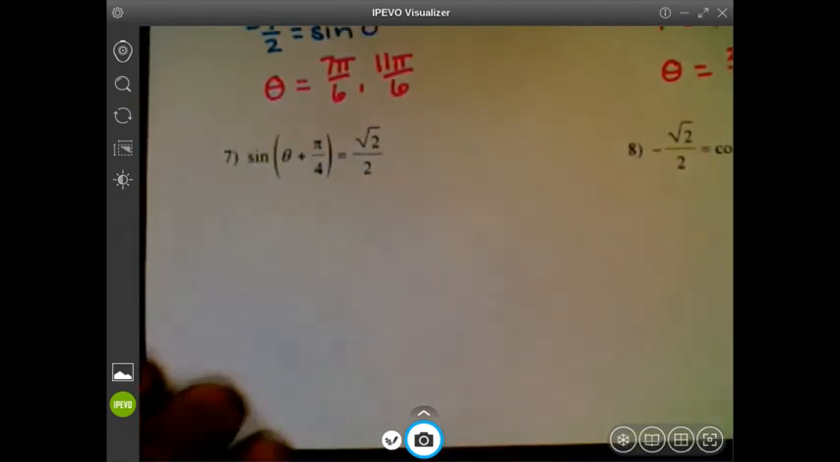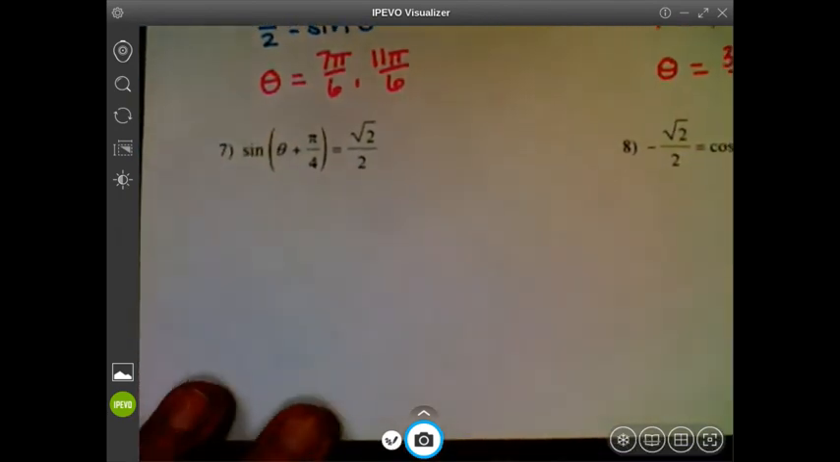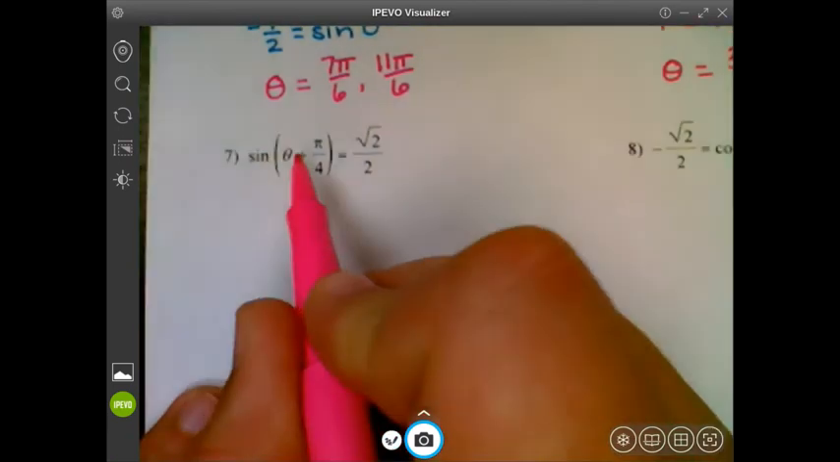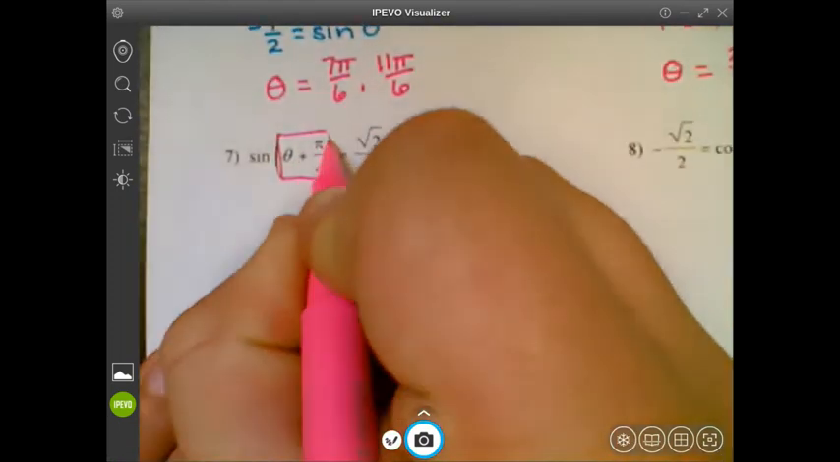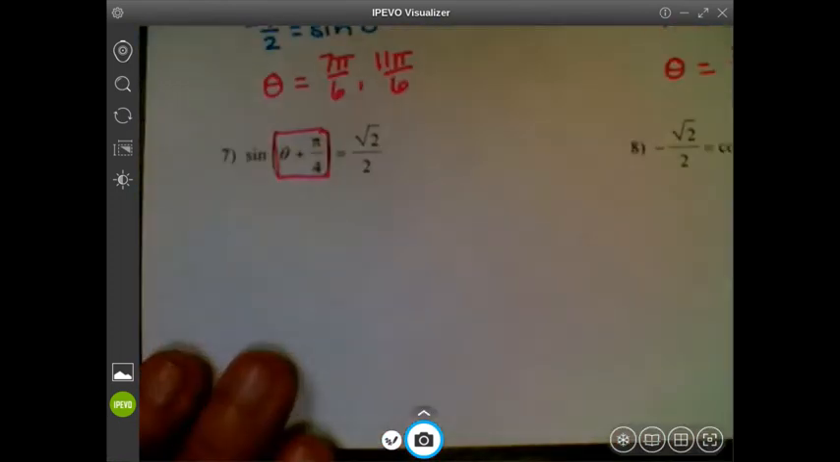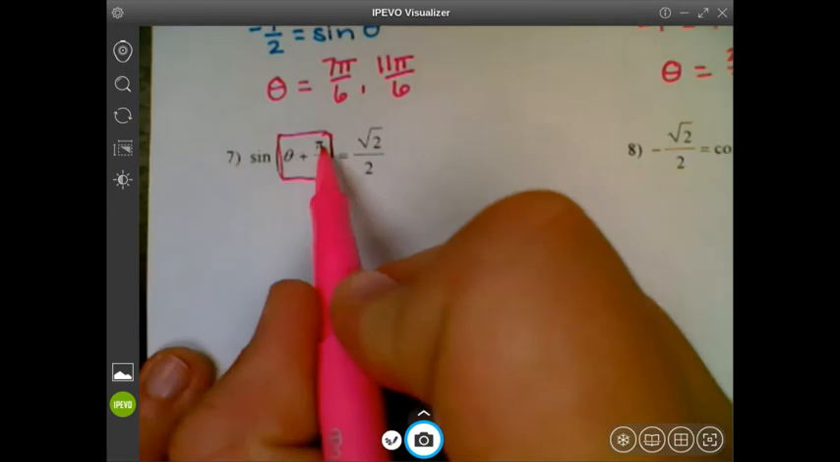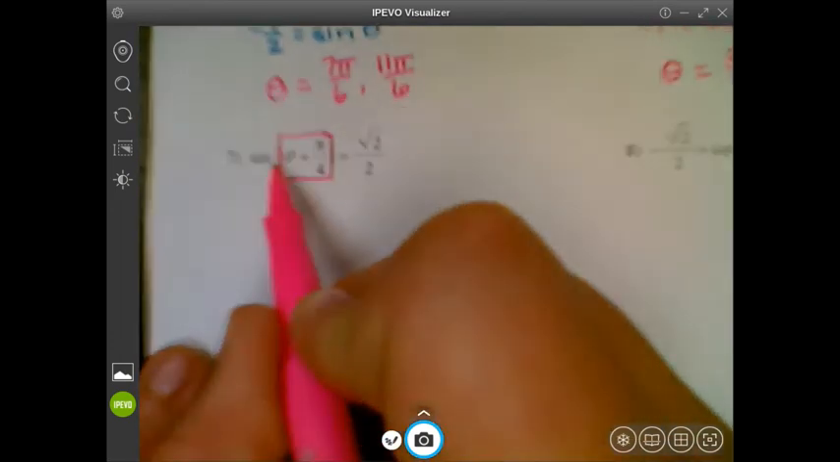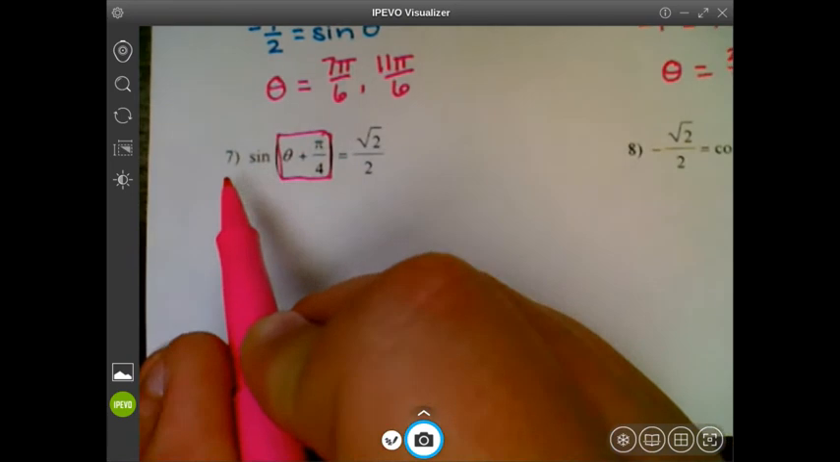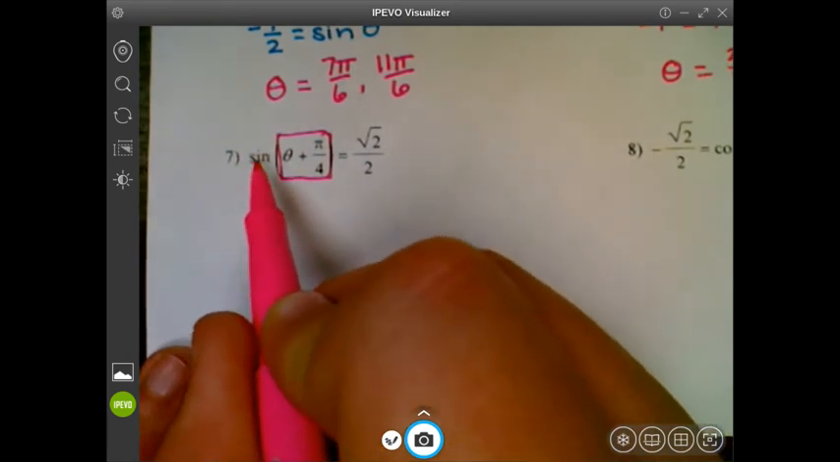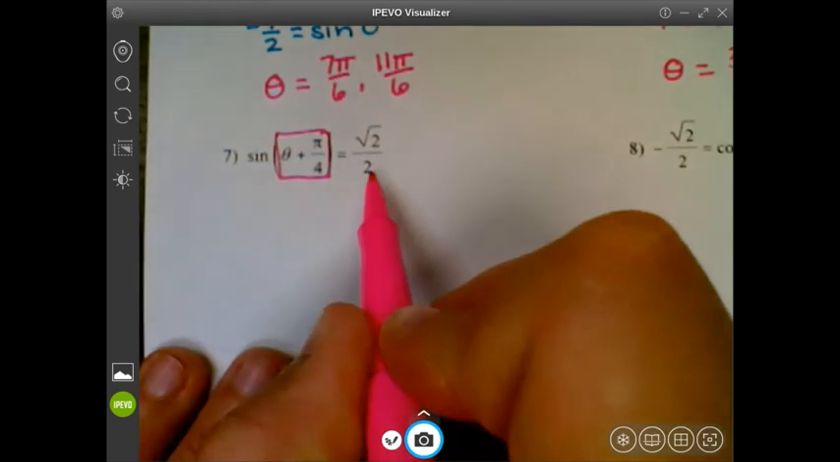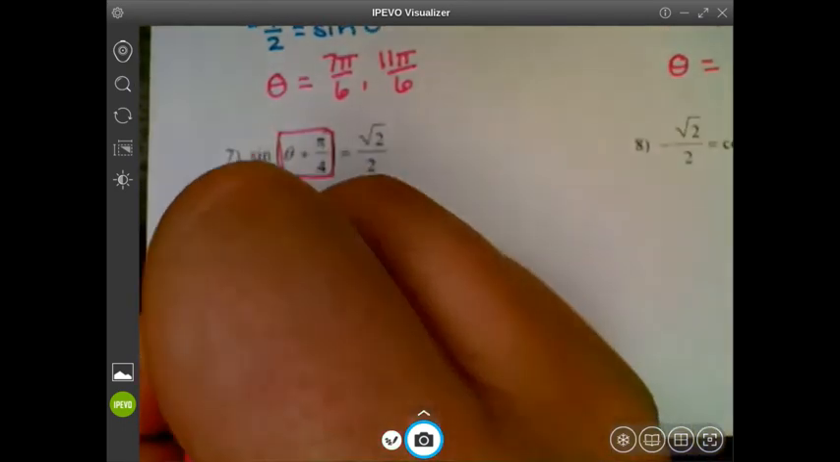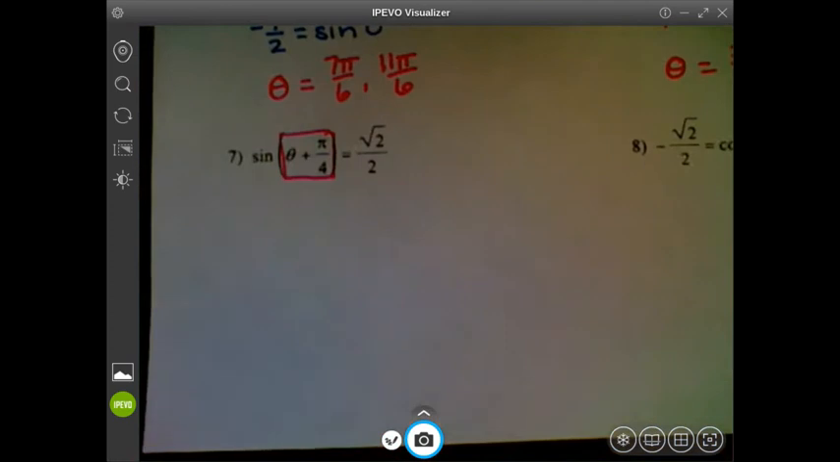All right, last two examples. So we have the sine of theta plus pi over 4 equals the square root of 2 over 2. And so this right here is going to make this equation just a little bit more complicated. And so because that pi over 4 is inside of the sine function, what we're first going to do is figure out what angle makes the sine equal to the square root of 2 over 2. So what angles give us square root of 2 over 2 for sine?